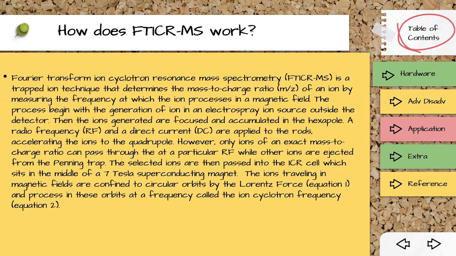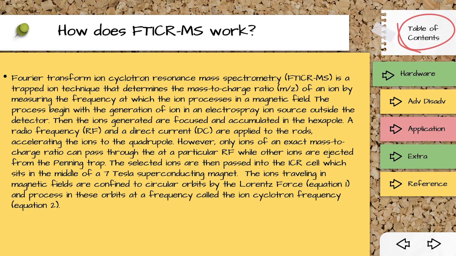The experiment will begin with the generation of ions in an electrospray ion source outside the detector. The ions generated are focused and accumulate in the hexapole. Radio frequency and a direct current are applied to the rods, accelerating the ions to the quadrupole. However, only the ions with the exact mass to charge ratio can pass through at the particular radio frequency, while the other ions are being ejected.